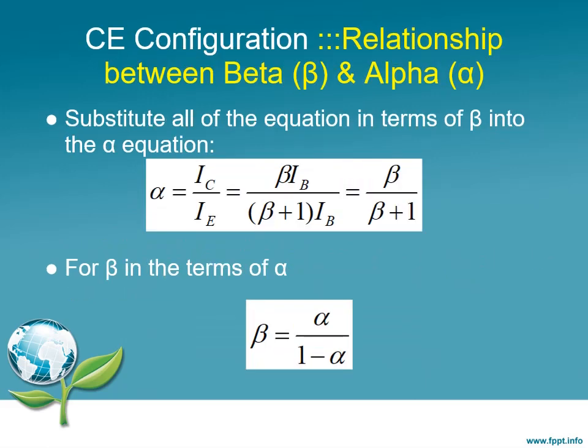A relationship can be developed between beta and alpha using the basic relationships introduced thus far. Substitute all of the equations in terms of beta into the alpha equation. We know alpha is equal to IC over IE, and now it becomes beta over beta plus 1. For beta in terms of alpha, beta equals alpha over 1 minus alpha.